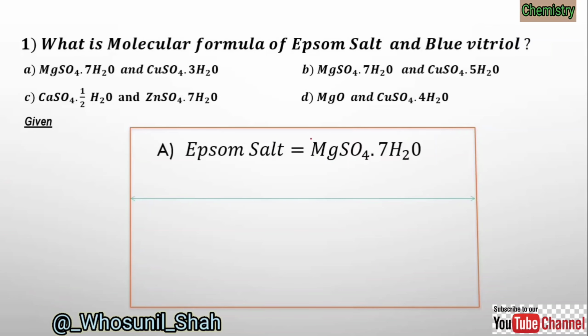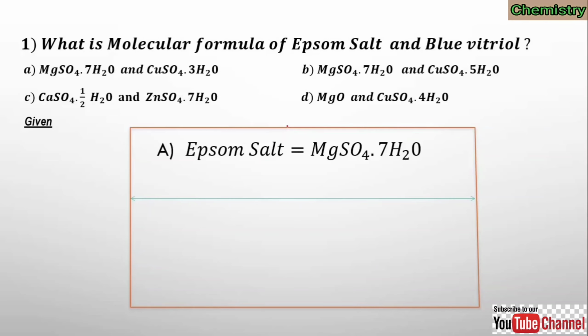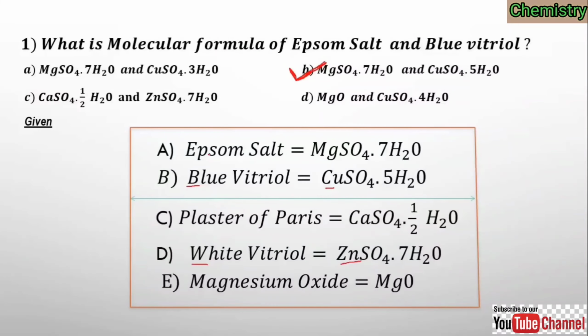In question number 1, we have: what is the molecular formula of Epsom salt and blue vitriol? You have to remember, Epsom salt means MgSO4 dot 7 H2O, and blue vitriol means CuSO4 dot 5 H2O. Option B is the correct answer.